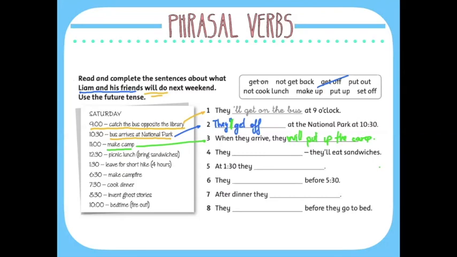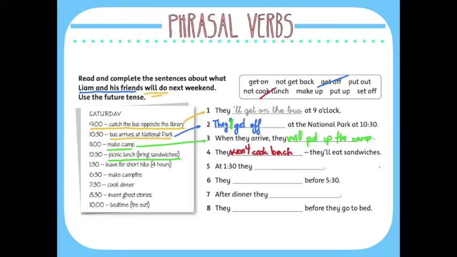Carlota Barreña, the next one. Picnic lunch, bring sandwiches. They won't cook lunch. Okay, continue. Eat sandwiches. Very good, Carlota. Who wants to do the next? Alejandro Casanova.